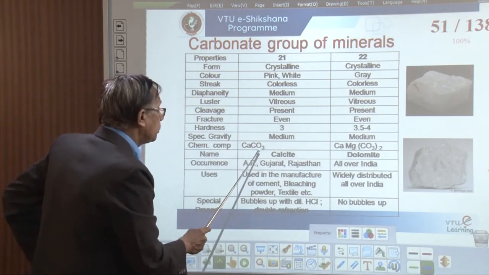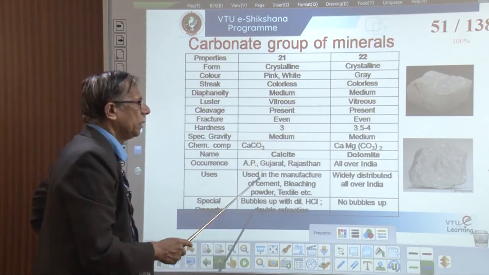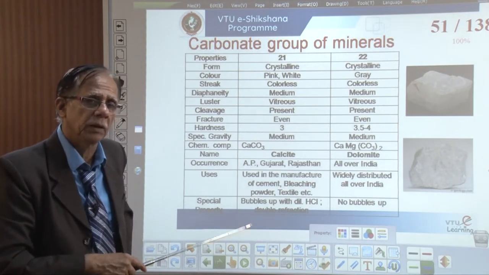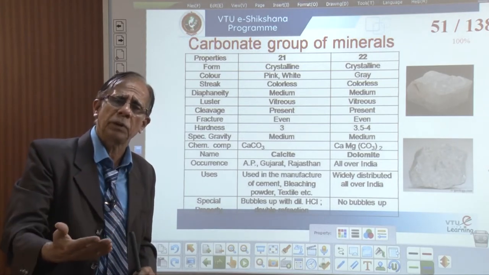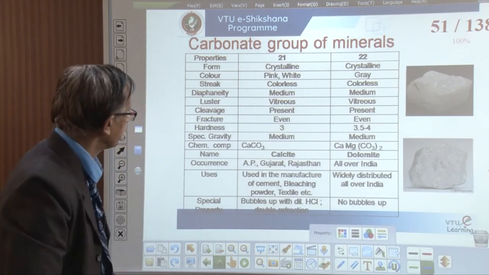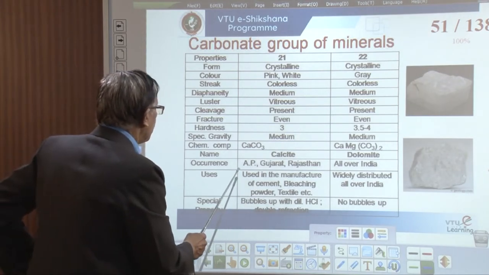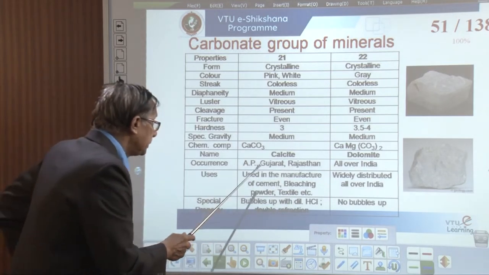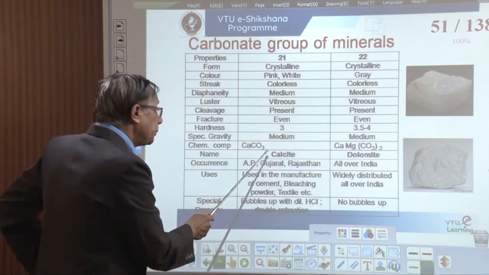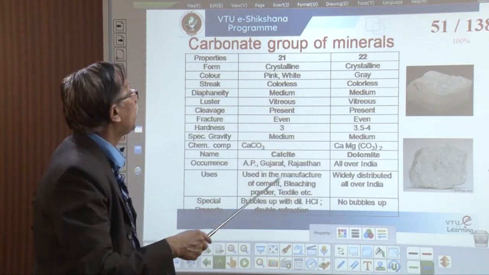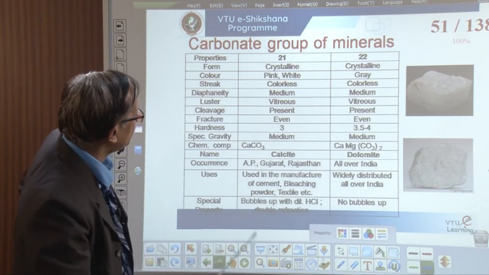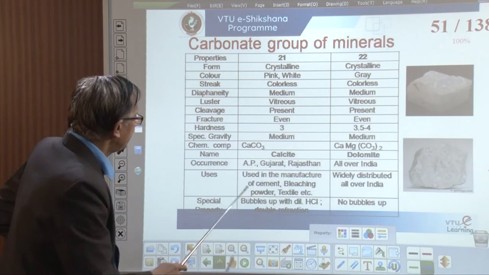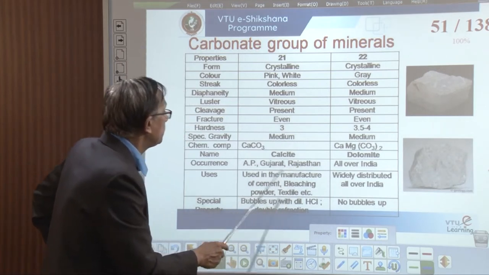Its chemical composition is calcium carbonate. A rock totally made up of this kind of mineral is an attractive raw material for the cement industry. And these are widely available in all these places. Crystalline form, if present, we call marble. Marble is a rock made up of such calcite mineral.